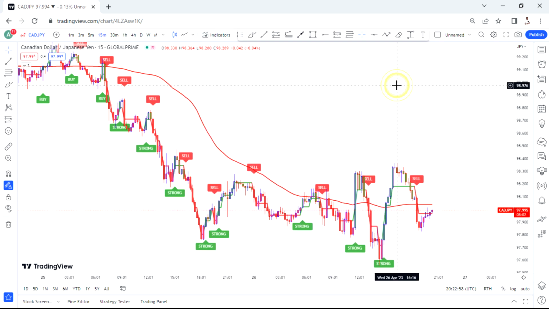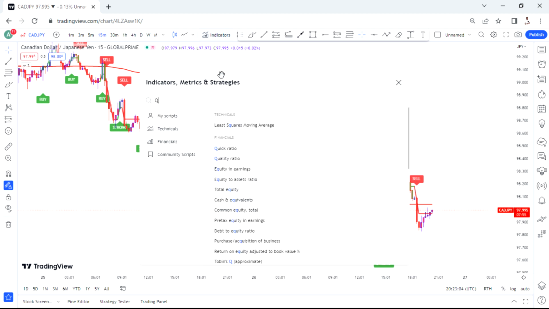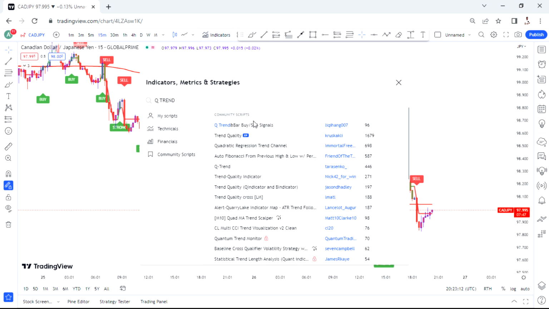Okay, so the second indicator here, you go to the indicator window again and you search for Q trend. Okay, good, and then you pick this one. There are more of them here. You pick this one, Q trend, which is brought to you by Tarasenko. Then you add it to your chart and you are done.